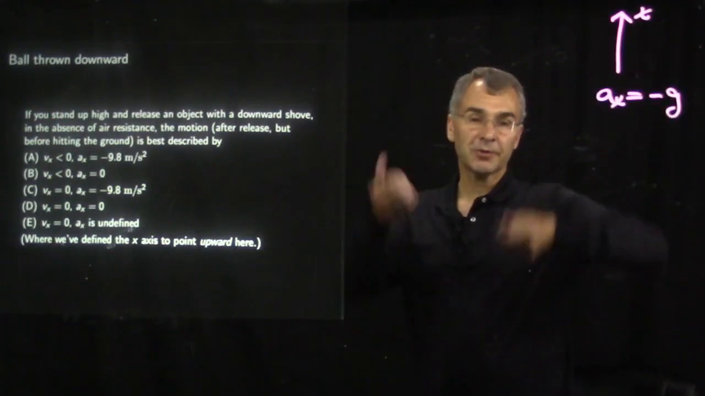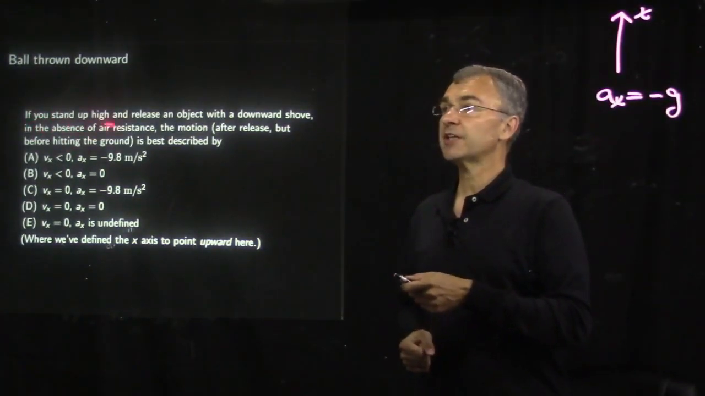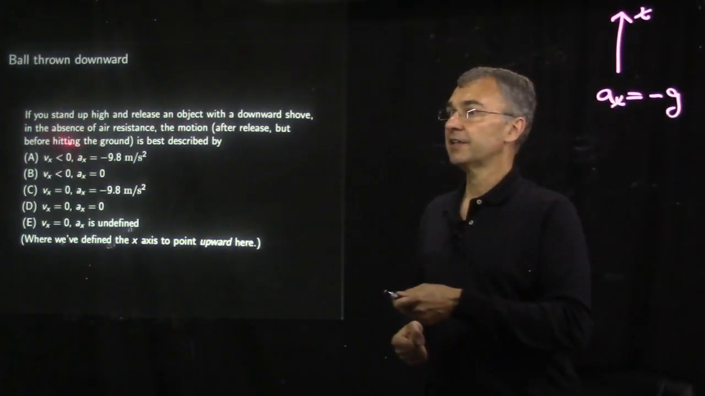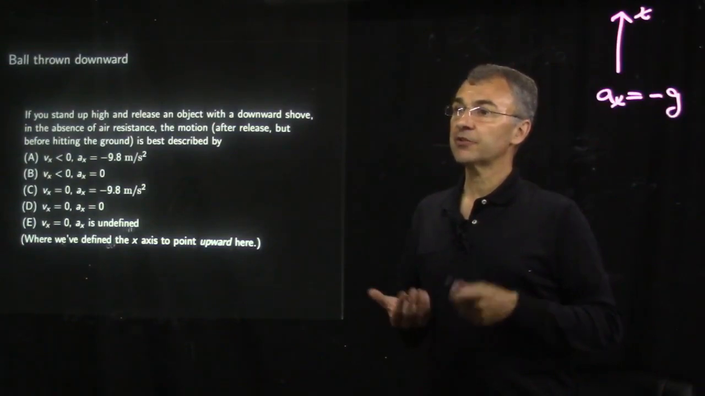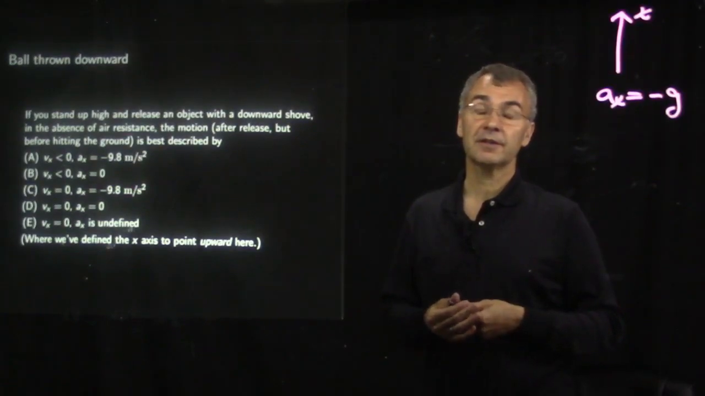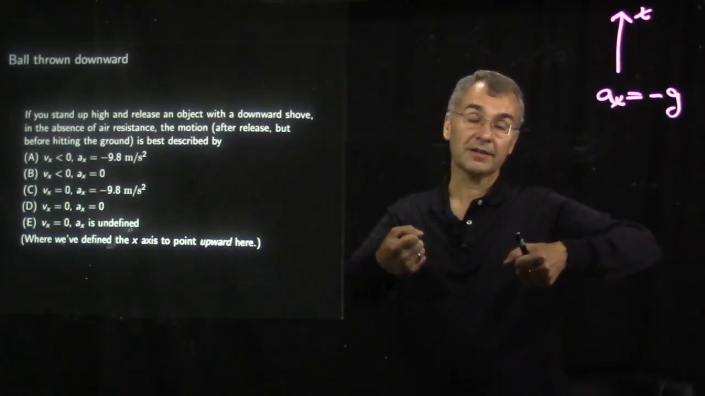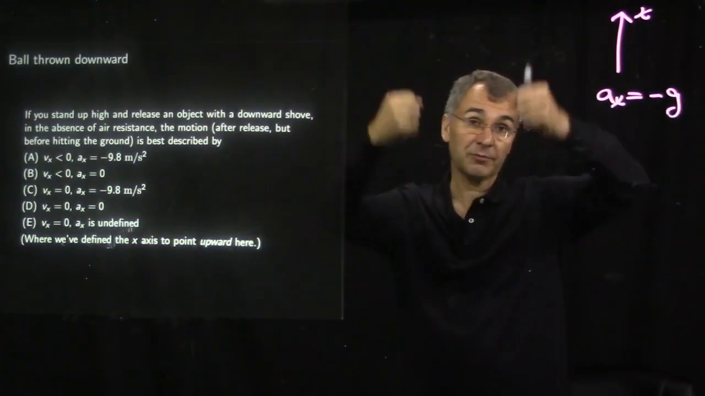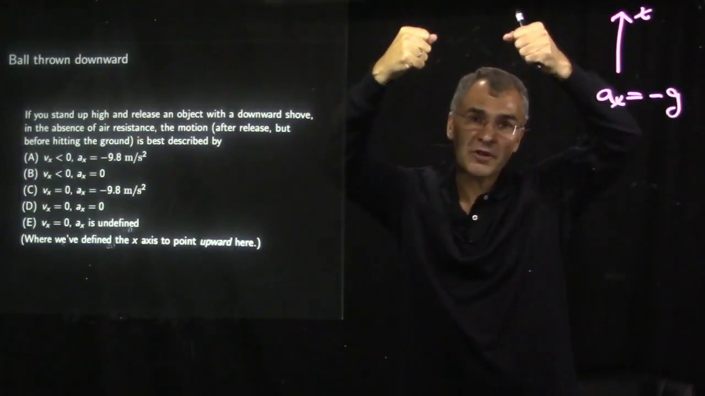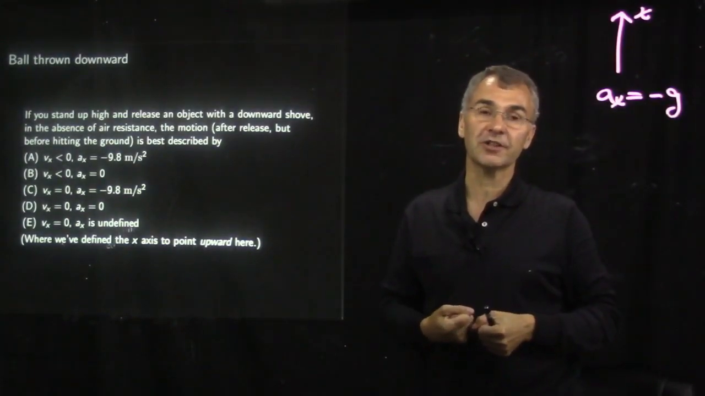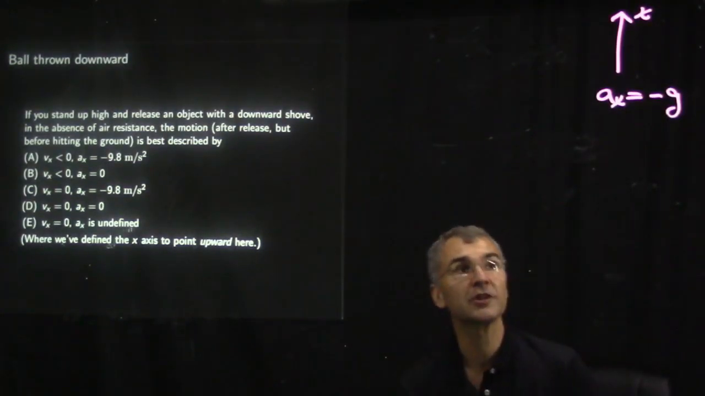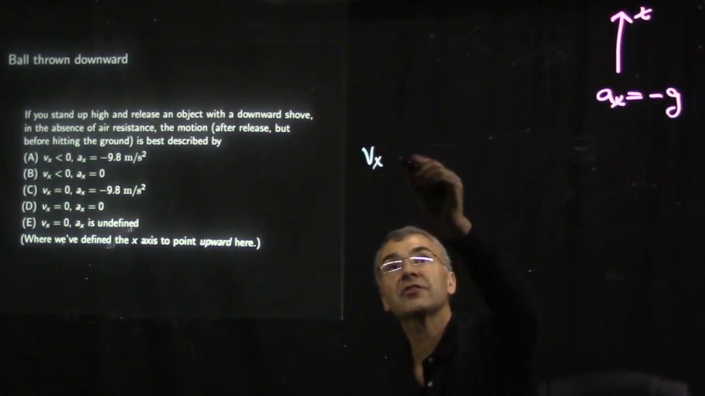Okay, let's think about a basketball thrown downward. So if you stand up high and you release an object with a downward shove, in the absence of air resistance, the motion after release, but before hitting the ground, is best described by, okay, so while I'm shoving it, something complicated is happening. But as soon as I release it, the whole point of my shoving it is to give it a big downward velocity. So I give it an initial downward velocity.